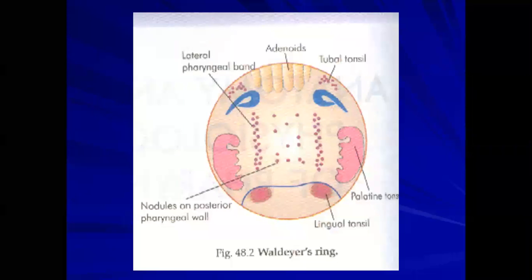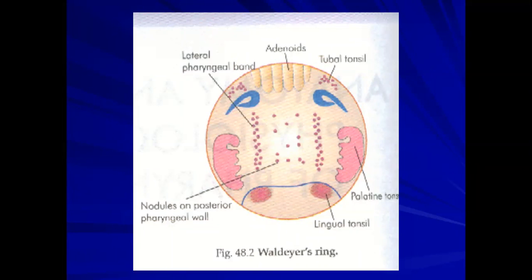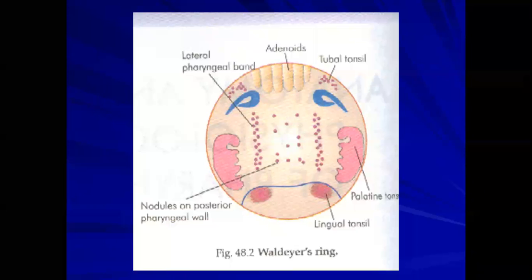There is another view in which you see the adenoids, tubal tonsil, lateral pharyngeal band, nodules on the posterior pharyngeal wall, palatine tonsil, and lingual tonsil. This slide gives an idea and shows Waldeyer's ring. I just briefed you on Waldeyer's ring. So these structures form Waldeyer's ring.